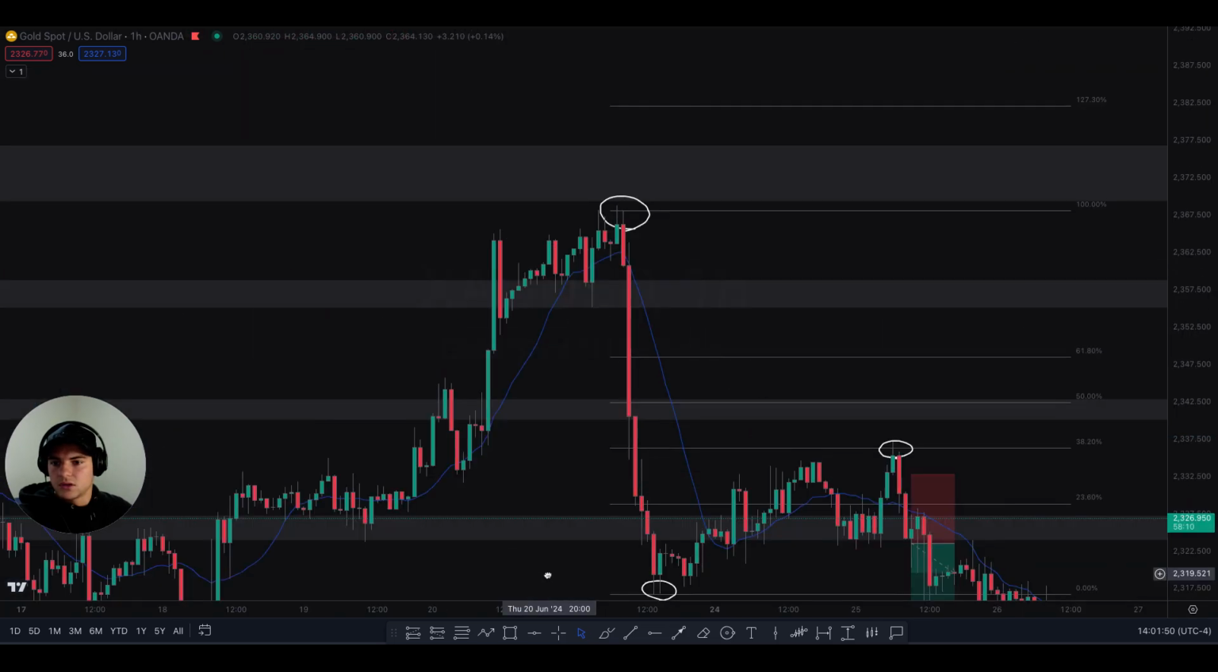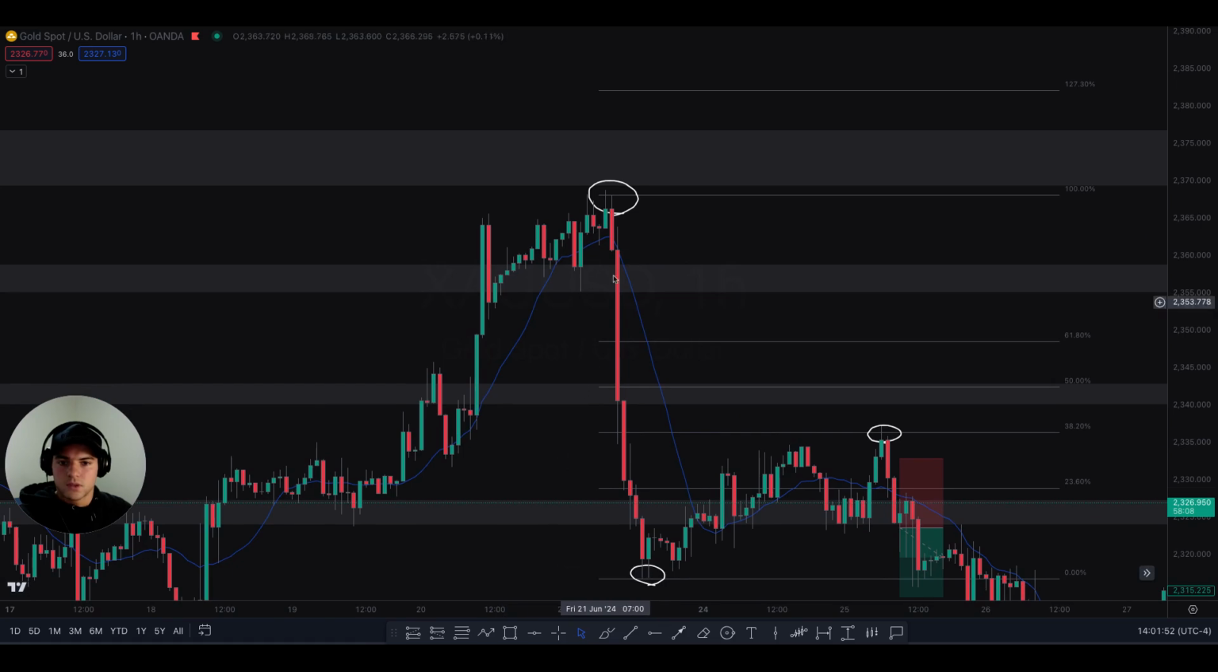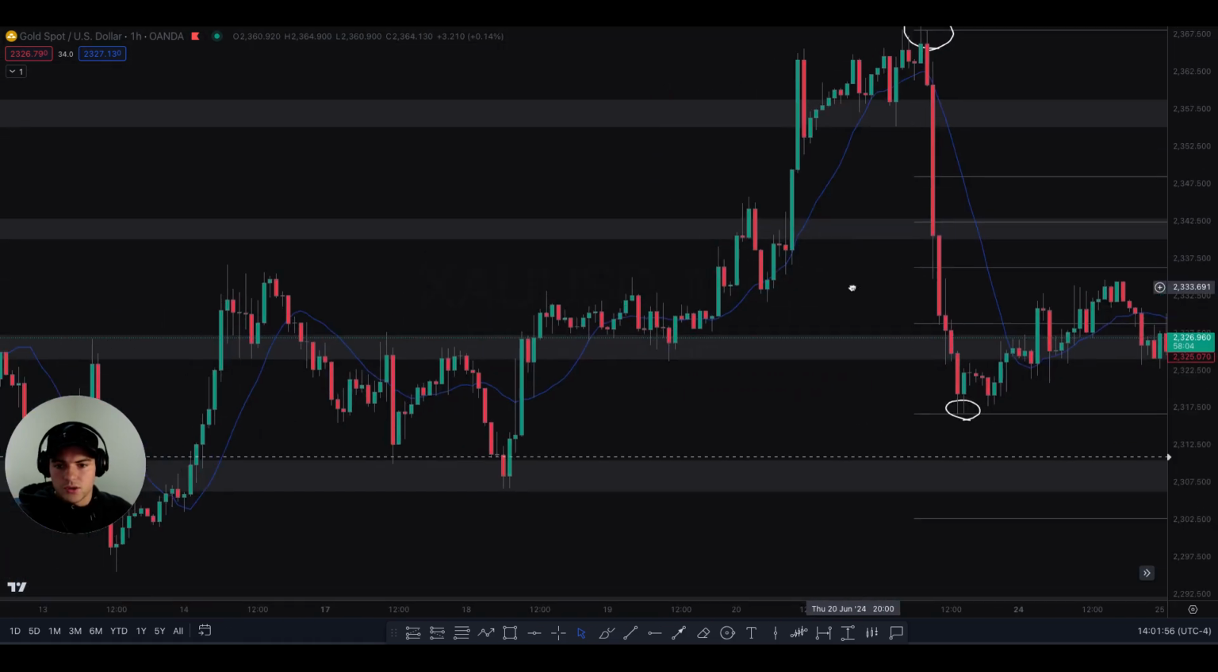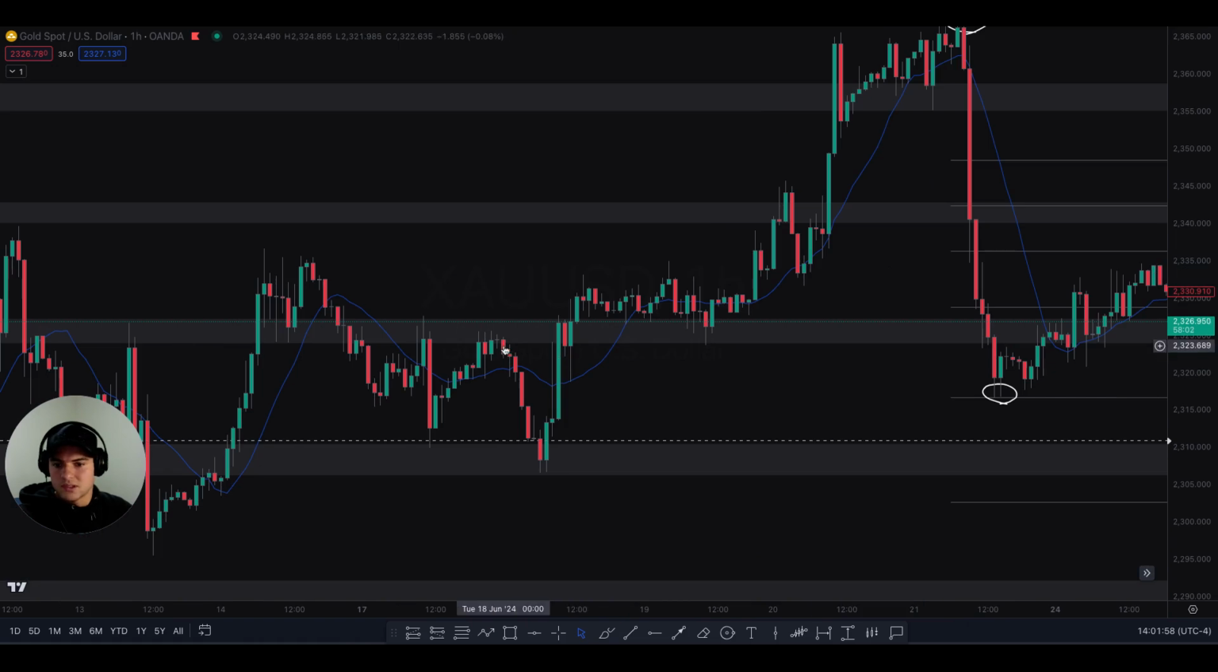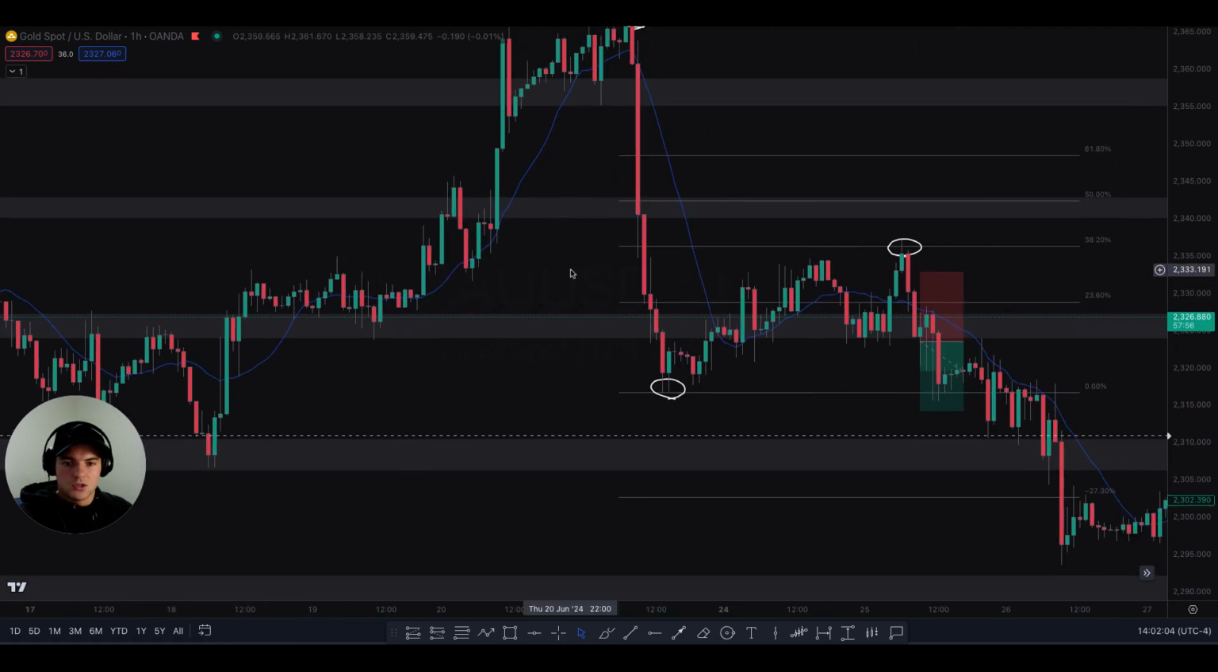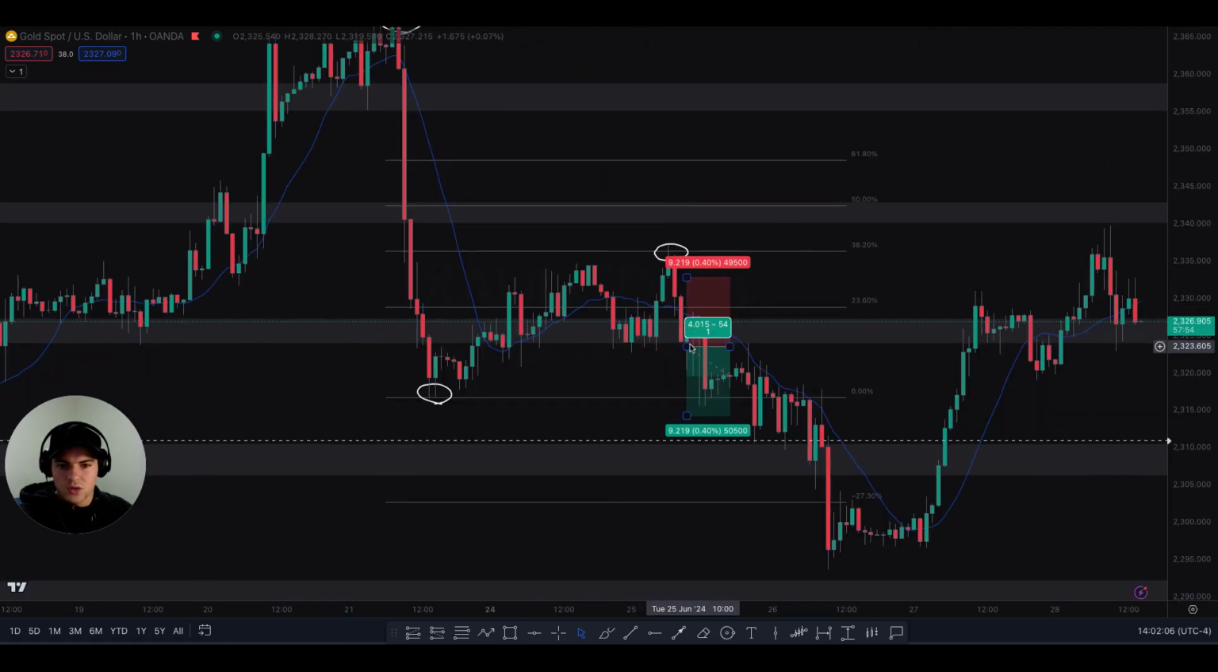This is a big example, one, two, and then three, and you have multiple examples like this, one, two, and three, and so it goes. So I had one, two, and I was waiting for the third, so I had an entry over here with my stops all the way above the 23.6 and above the moving average.